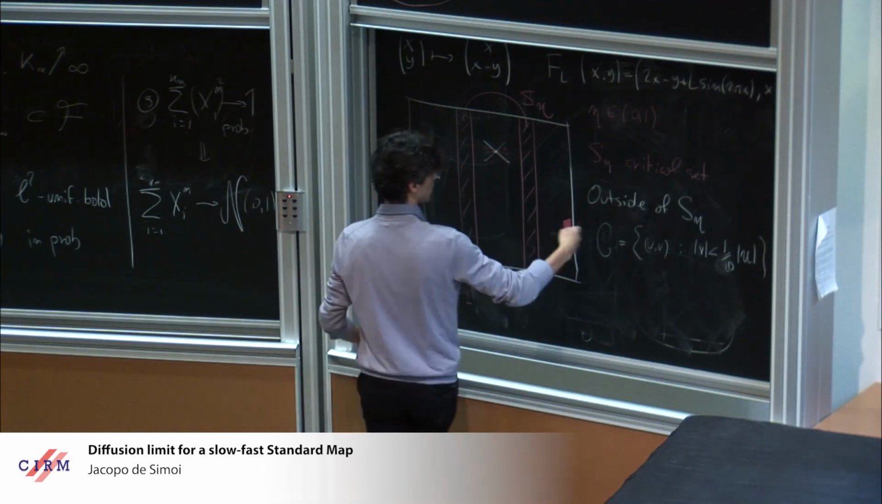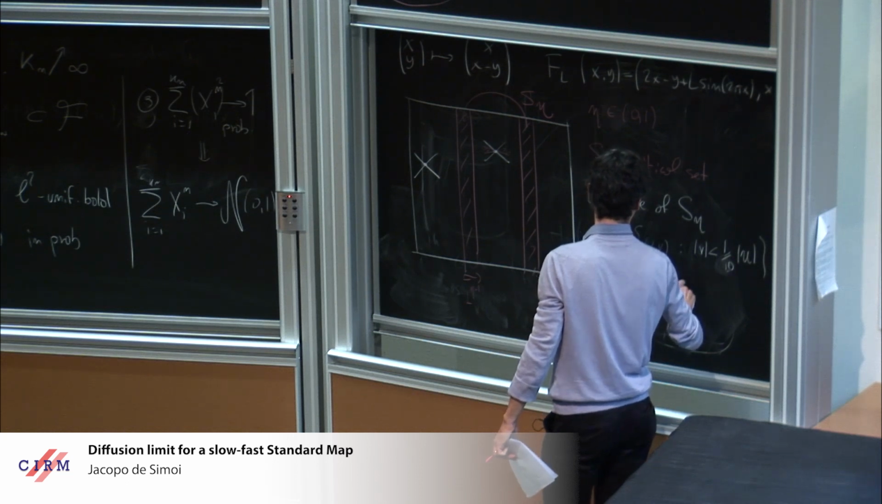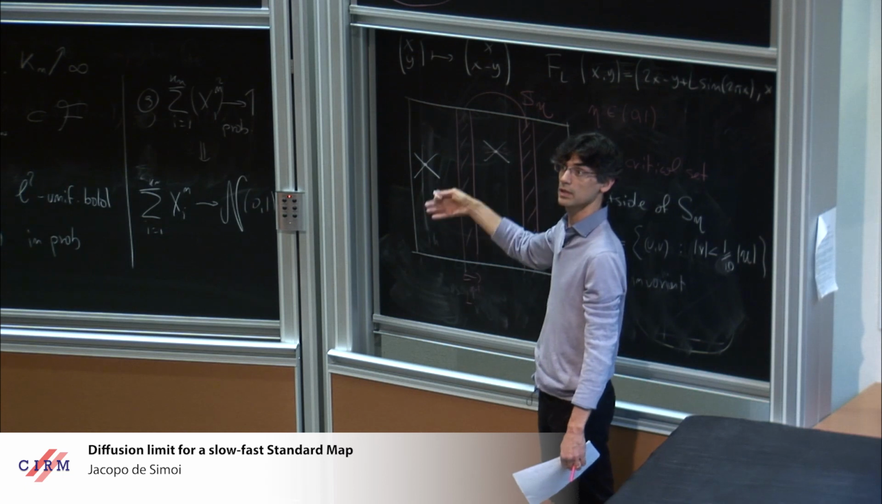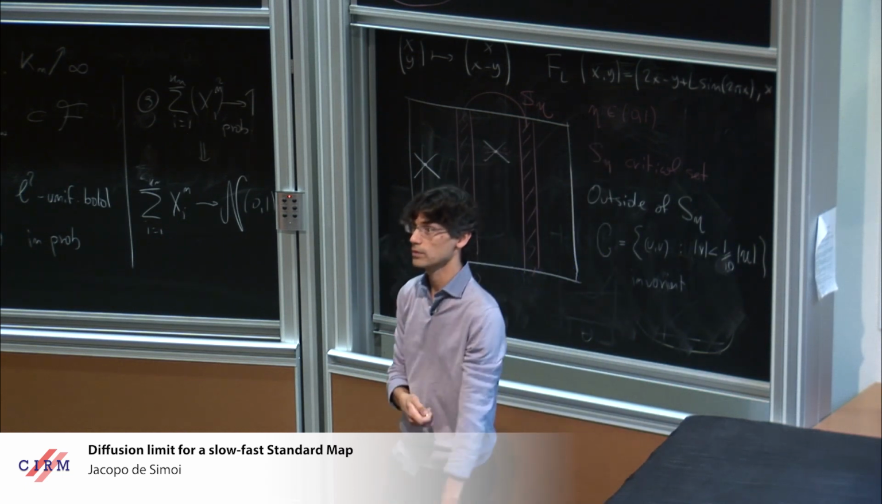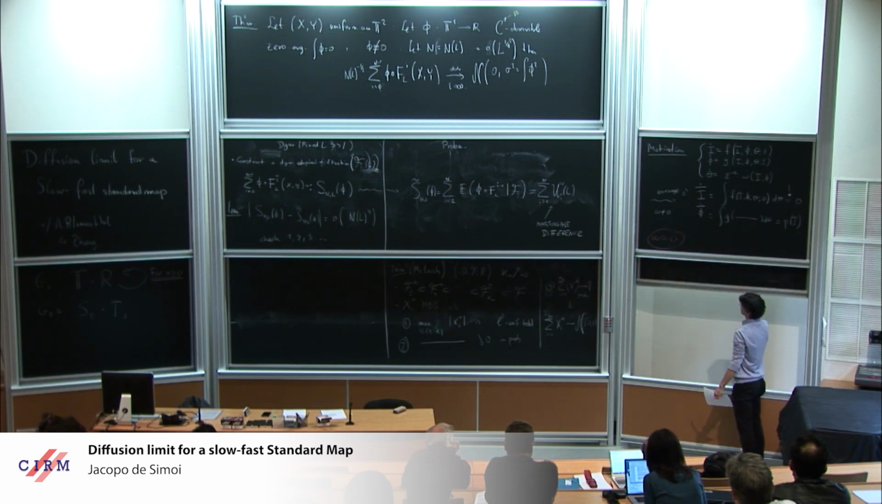So this set is invariant. And of course, as soon as you cross it, everything is completely butchered because you are turning around. You have all these nasty things which happen in a standard map. But outside of this set, we have good properties.